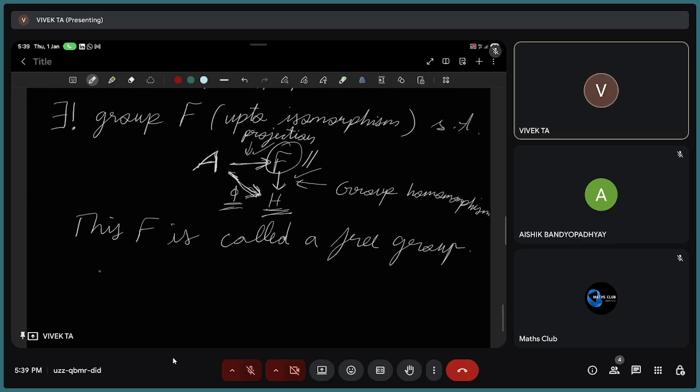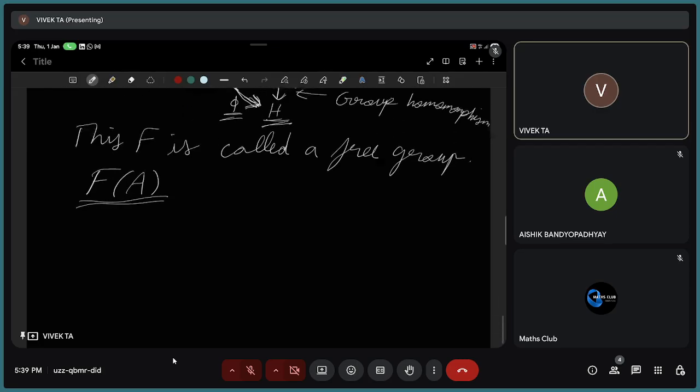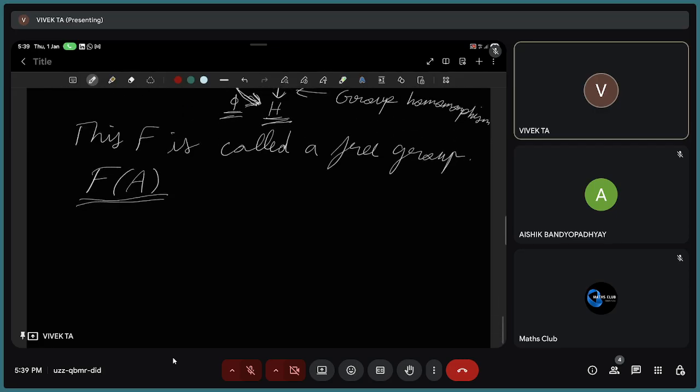So in notational language, it is written as F of A, but I don't write it yet because we will define particularly how it looks. There is a canonical, or natural, definition of what F of A looks like. And then you can, of course, create an isomorphism of F of A into any other group you want. But the point is, there is a canonical way of defining what F of A is.